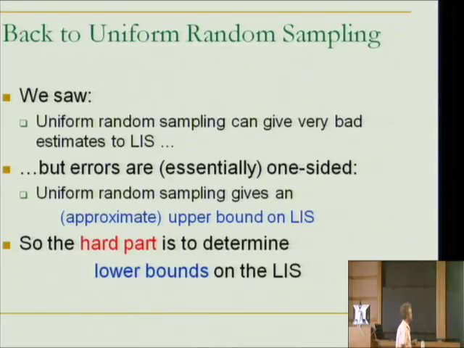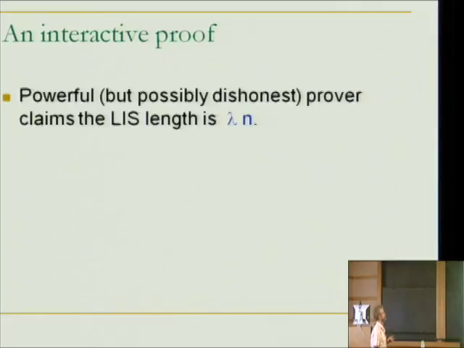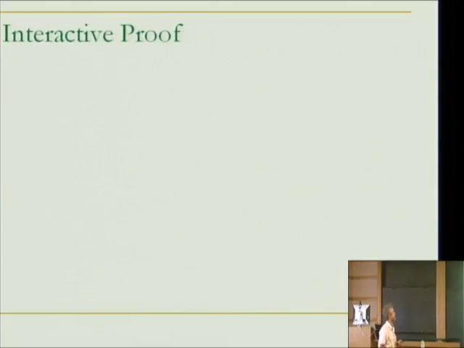We were thinking about this and said, if you can't solve the problem you're given, then weaken the problem you're trying to solve. So now we started looking at interactive proofs. Just to remind you, you have a powerful but possibly dishonest prover who claims that the LIS length is lambda n. His goal is to quickly convince us that the LIS is at least (lambda minus epsilon) n.